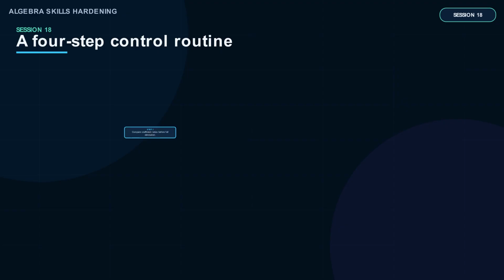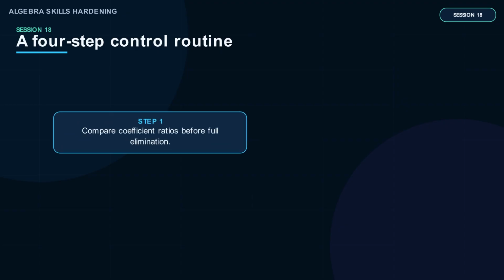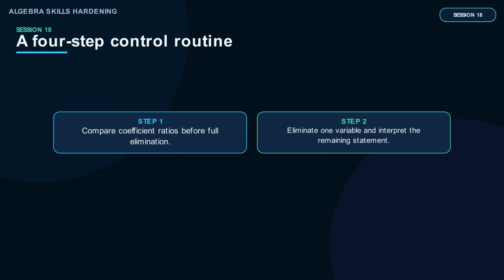Step 1. Compare coefficient ratios before full elimination. Identify the object being changed and the requested result. Step 2. Eliminate one variable and interpret the remaining statement. Use a separate line so signs, units, and restrictions stay visible.